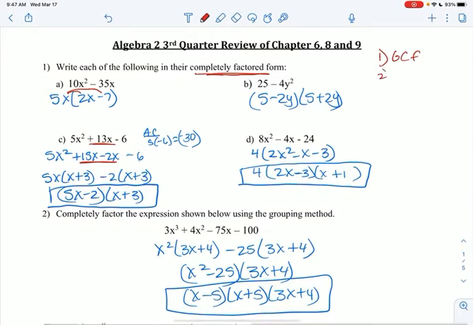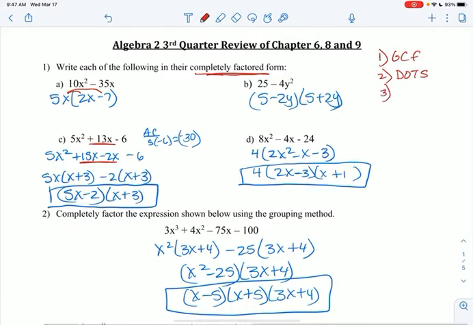B is an example of difference of two perfect squares. All right, there is no GCF, but you should be checking for that each time. I set up my parentheses. 25 is a perfect square, 4 is a perfect square, and y squared is a perfect square. So my factors are 5 minus 2y and 5 plus 2y. They're exactly the same, except the sign in the middle is different.